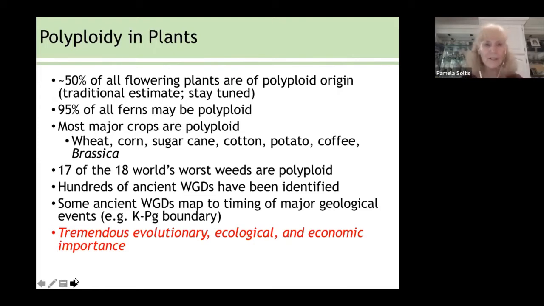So I think you can see just from this summary that polyploidy has tremendous evolutionary, ecological, and economic importance. And the more we can learn about it, the more we can understand plant evolution, the more we can understand the adaptations of many plants to their environment. We might be able to use this information to help us predict how plants will respond to climate change. And of course, the tremendous economic importance associated with so many crop plants is also evident.